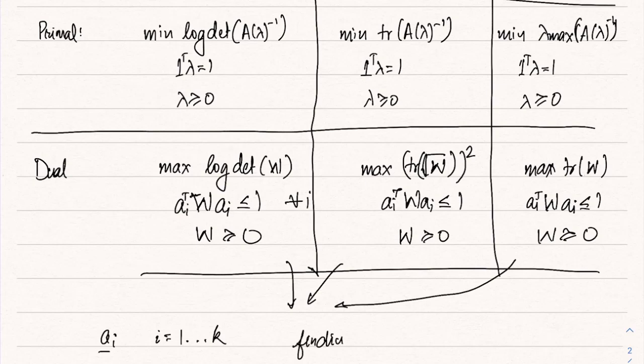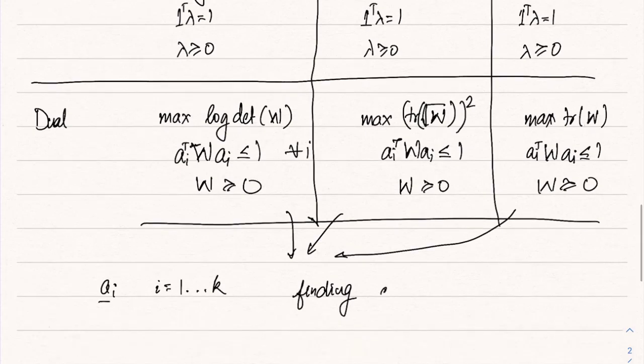an ellipsoid that encloses the ai, right? So all the points ai from 1 to k are given to us, and we are interested in finding an ellipsoid that encloses these points, and the objectives are different. But we are basically interested in finding an ellipsoid that encloses these points, right? So the optimum experiment design problem in the dual domain basically involves finding an ellipsoid that encloses those points.